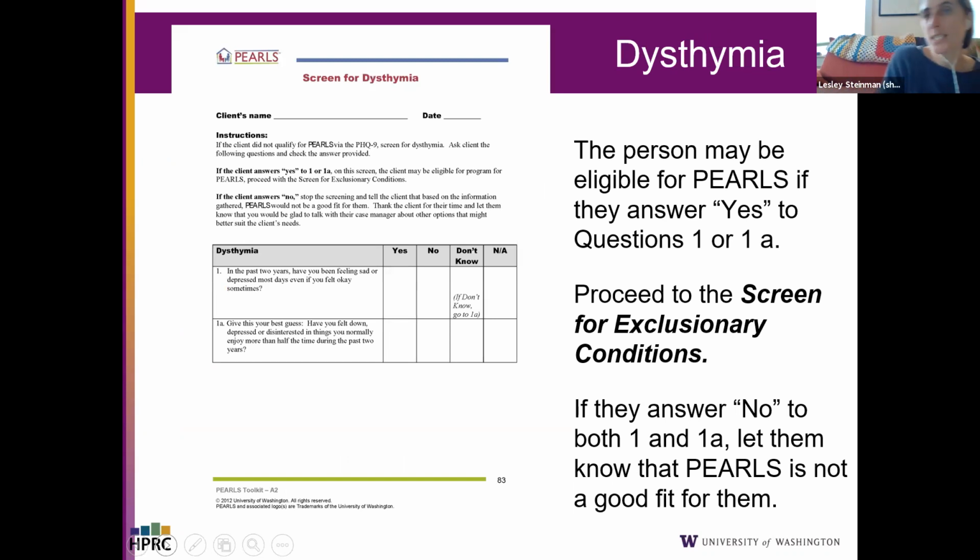So if somebody does not screen into PEARLS using the PHQ-9, you just want to briefly touch on this other screen, the screen for dysthymia or the screen for persistent depressive disorder. This is basically another check. Some people may have this chronic depression and not endorse the symptoms on the PHQ-9. So if they answer yes to either of these questions, they may be appropriate for PEARLS. But if they answer no, then you're done. No more screening left. This is when you do the warm handoff to another service.